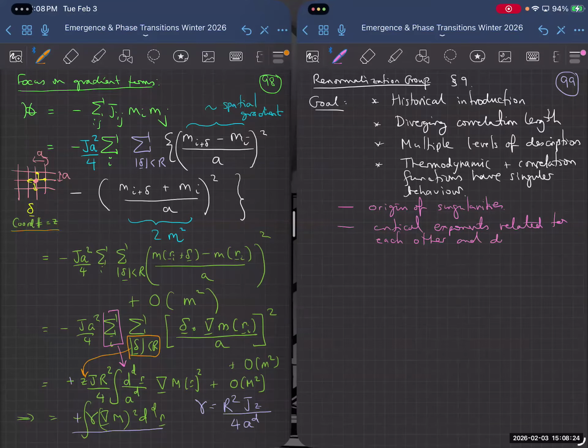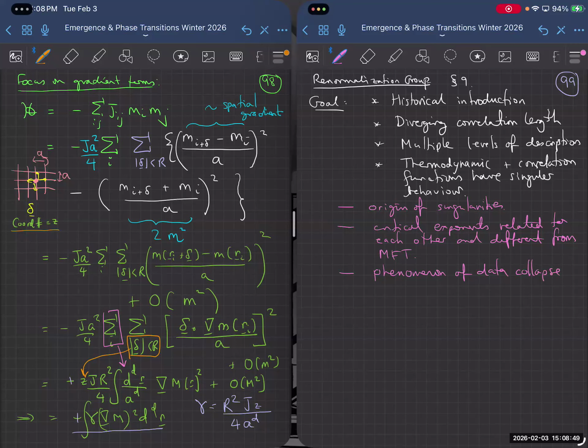And are different from mean field theory. We're not going to get a real answer to that until we do the real renormalization group. And then we're going to derive the phenomenon of data collapse, which we talked about a couple of lectures ago.